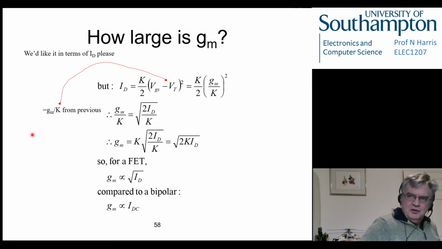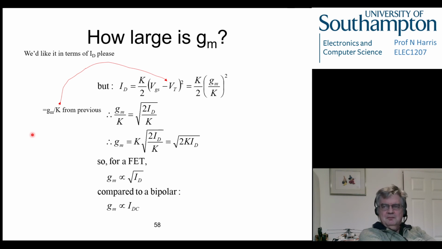But perhaps we'd like it in terms of ID, so we can make some comparisons with the bipolar transistor. So we can start to make substitutions. If we take gm over K from the previous slide and bolt it in here, we end up with this kind of equation, and we can simplify that down to get gm in proportionality, at least, to how ID is varied. So for a FET, this is where it starts to get a bit more interesting. What it boils down to is root 2K ID. gm is proportional to the square root of ID.